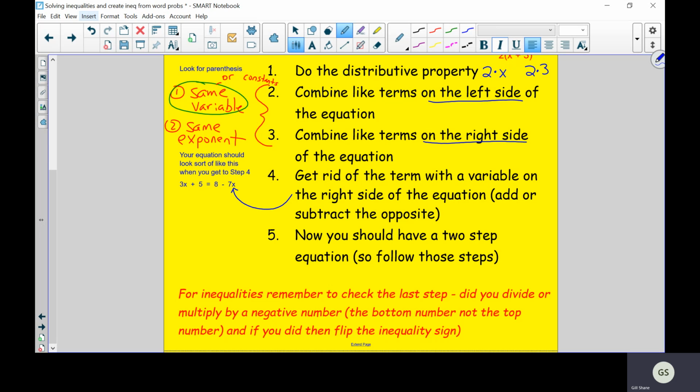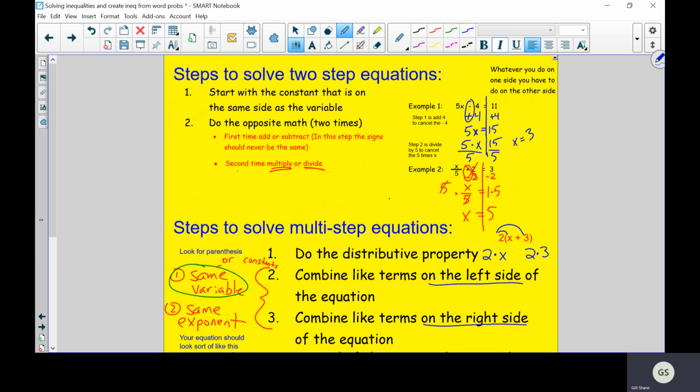There are some with distributive property, so some of them you will start on step 1. If you're doing the 2-step equations, then you're up here anyway. If you don't know how to do the 2-step equations, here's what you need to do.